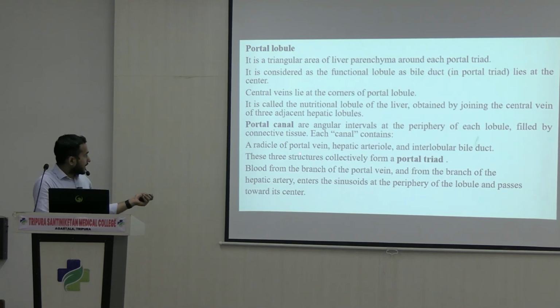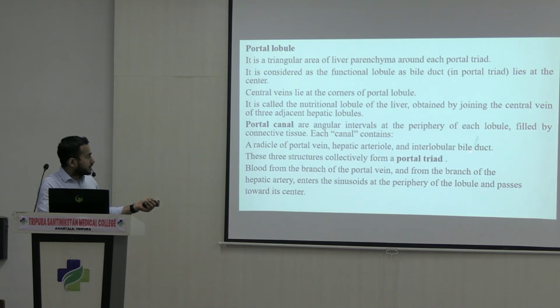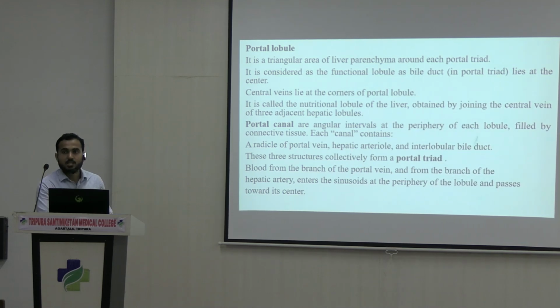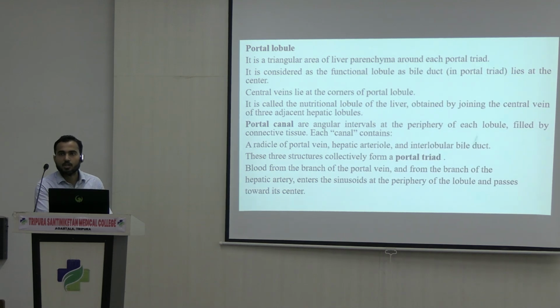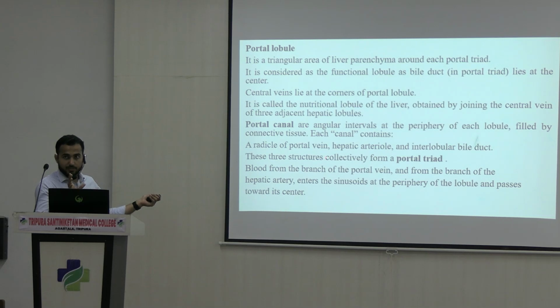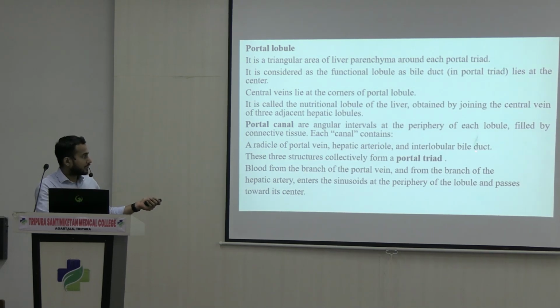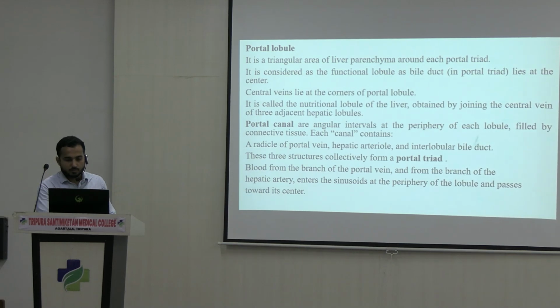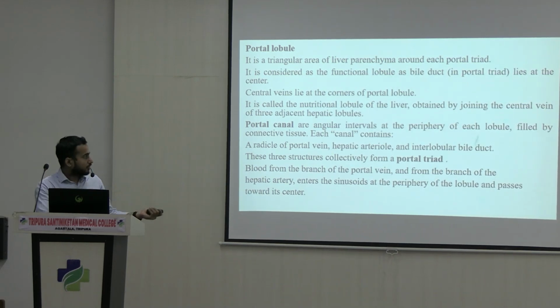The portal triad contains a radicle of the portal vein, hepatic artery, and interlobular bile duct. These are the structures present inside the portal canal: the radicle of the portal vein, not directly the portal vein, then the hepatic artery and the interlobular bile duct. Collectively they form the portal triad. Blood from the branch of the portal vein and the branch of the hepatic artery will enter the sinusoid, where the mixing of the blood takes place.